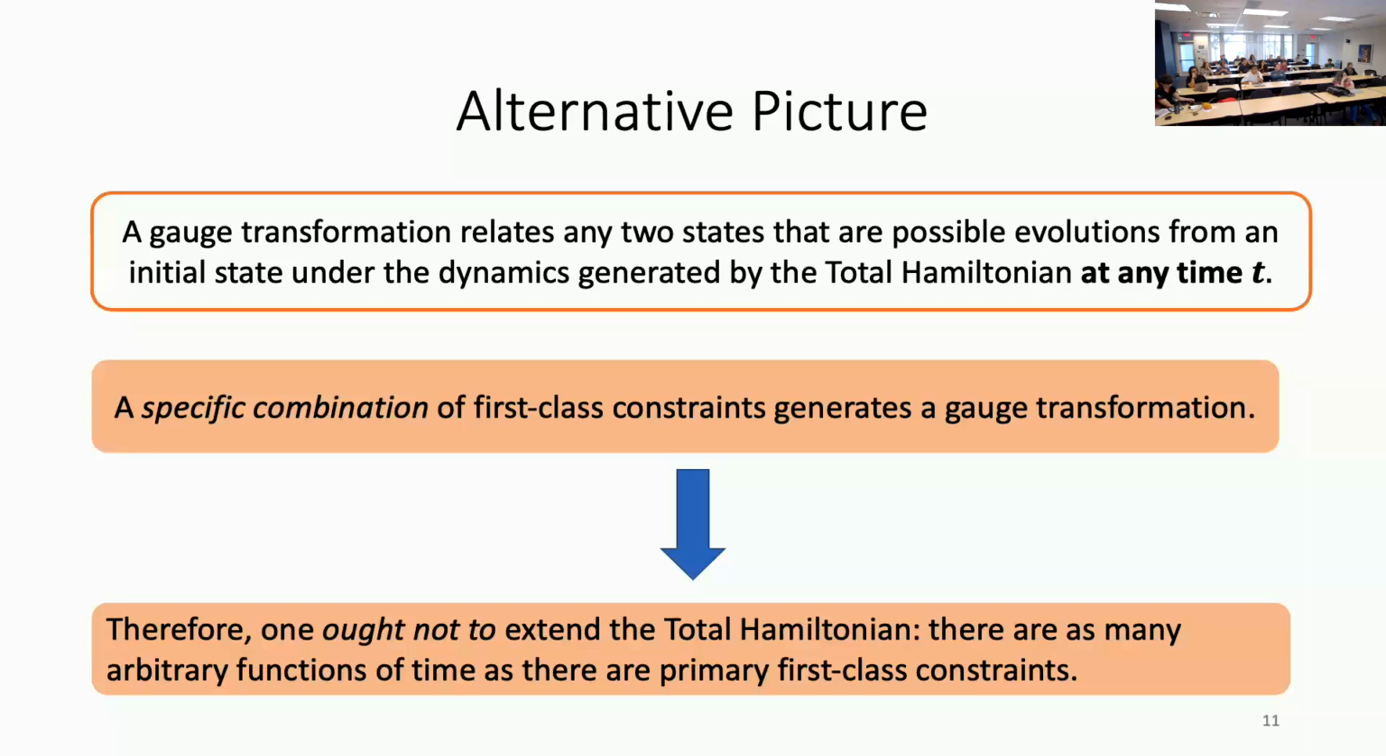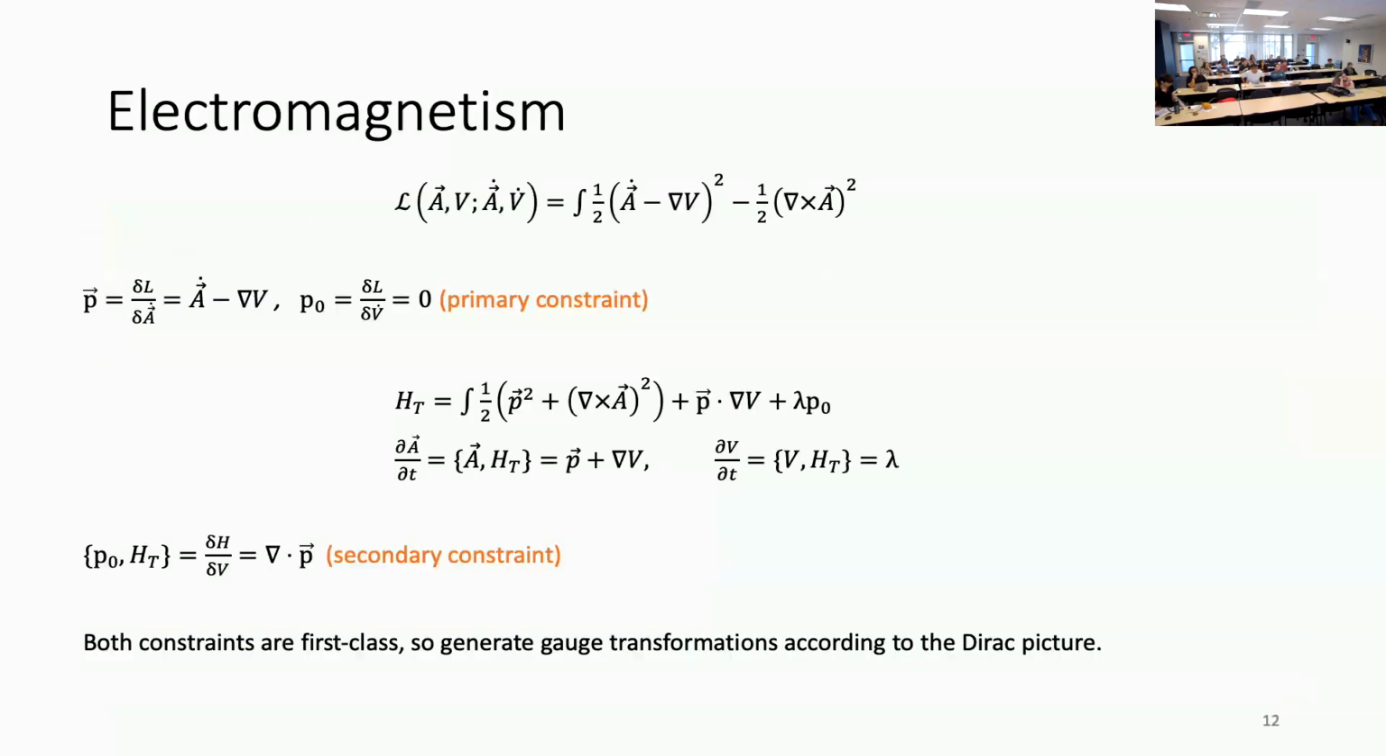So just to use an example of how these two pictures disagree with each other, let's look at the case of electromagnetism. In electromagnetism, we break the Lagrangian down into the vector potential A and the scalar potential V, and we can recognize the Lagrangian as effectively being a half E squared minus B squared. And when we take the Legendre transformation of this Lagrangian, we find that there's a single primary constraint, which is just the canonical momentum associated with V.